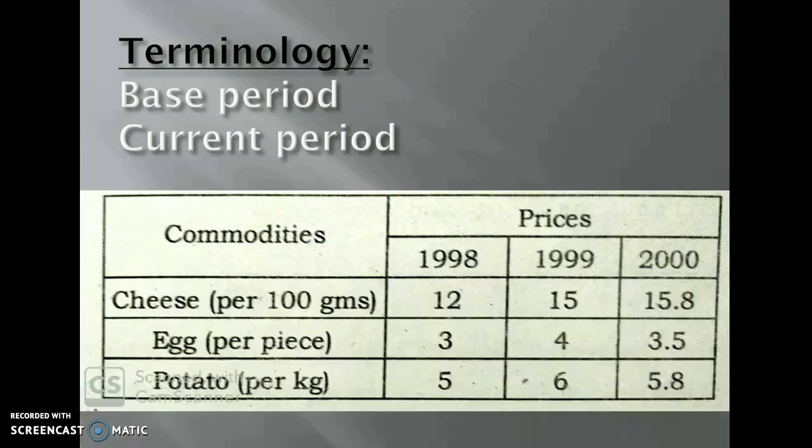Our next topic now is terminologies. Here mainly two terms are there: base year and current year. To study this, go for the below picture, just look into it. Here prices of 1998, 1999 and 2000 are given, isn't it? So if you are comparing between 1998 and 1999, you can say our base year is 1998 and current year will be 1999. And if you are comparing between 1999 and 2000, you can say 1999 is our base year and 2000 is our current year.